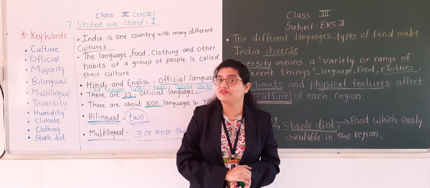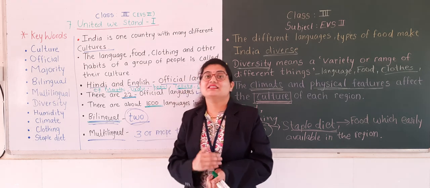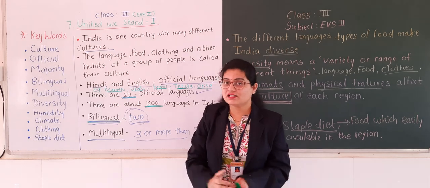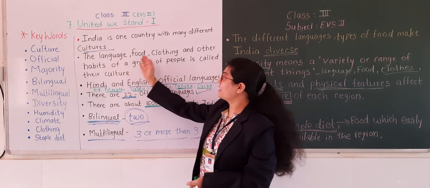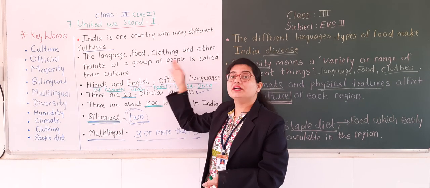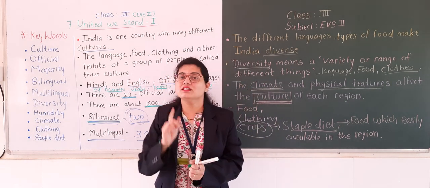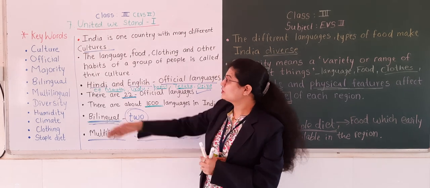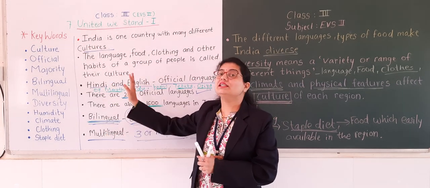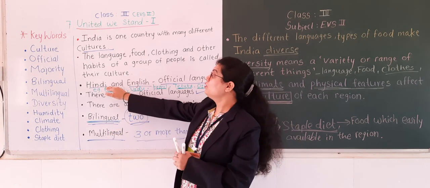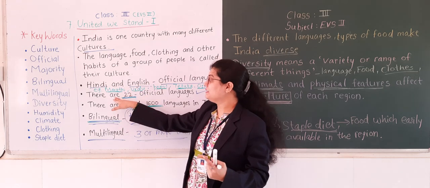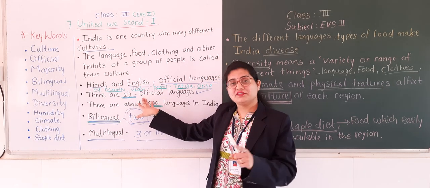So what points have we covered in today's class? What is meant by culture? The culture is nothing but the language, food, clothing and other habits of a group of people in a particular region. That is known as culture. So we can say we speak different languages in different regions. There are two main official languages of the central government and each state has its own official language.